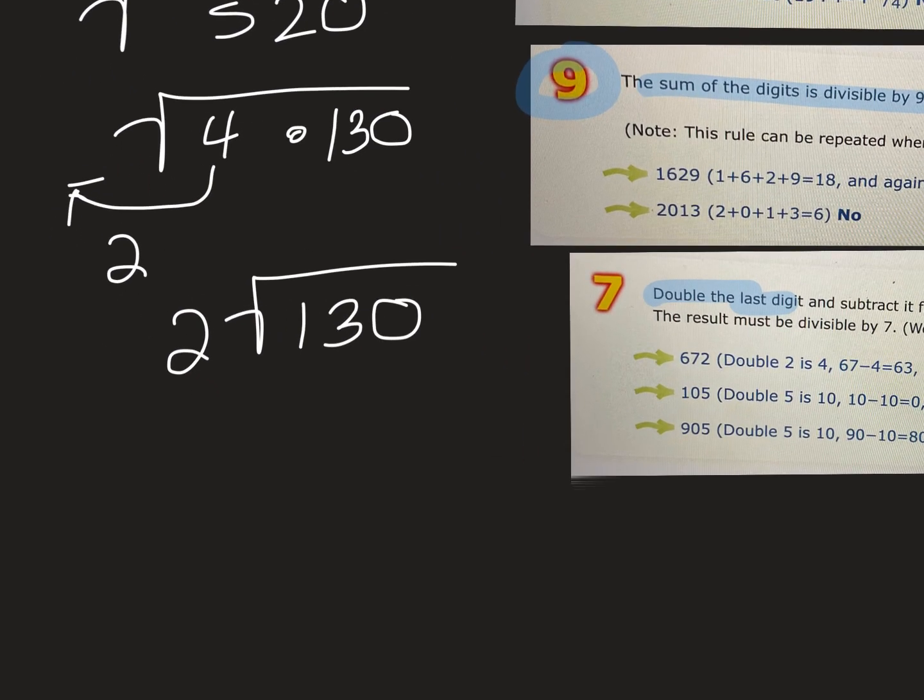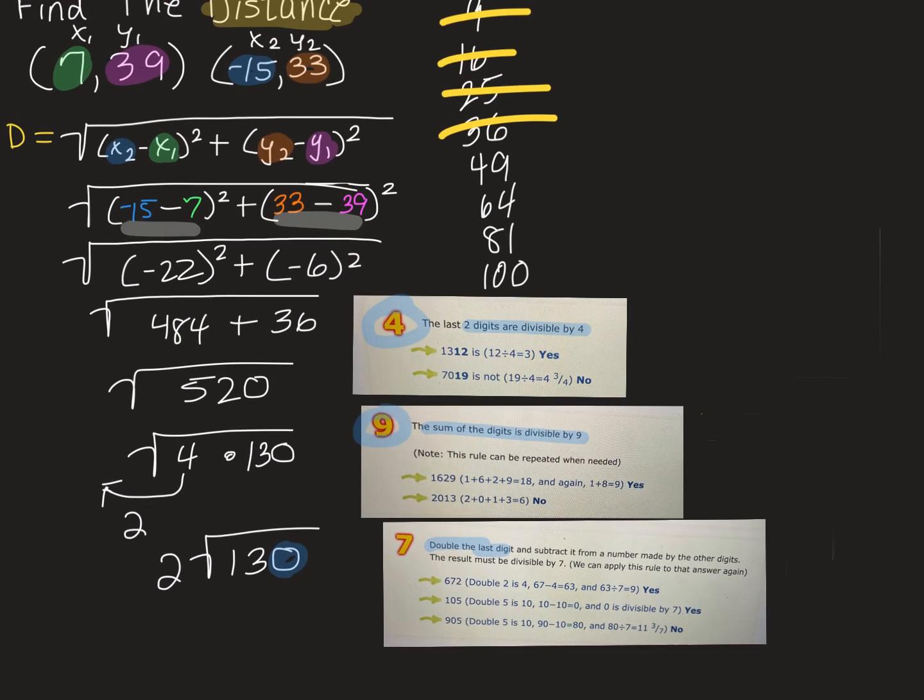So what I mean by that is I would take 0. 0 times 2 is still 0. And then I would take the rest of the number, which is 13, and do 13 minus 0, which gives me 13. Well, 13 does not divide evenly by 7. So that means that 7 is not a factor of 130, which means that 49 can't be a factor of 130.